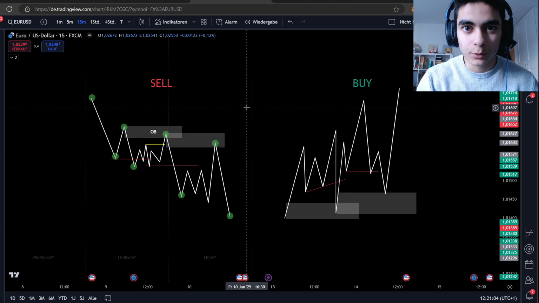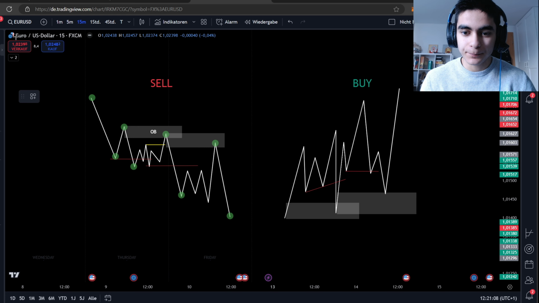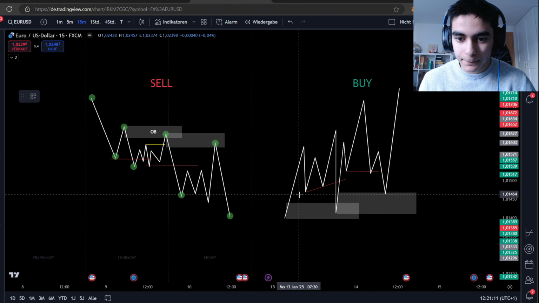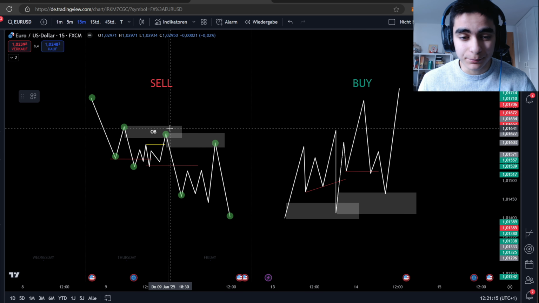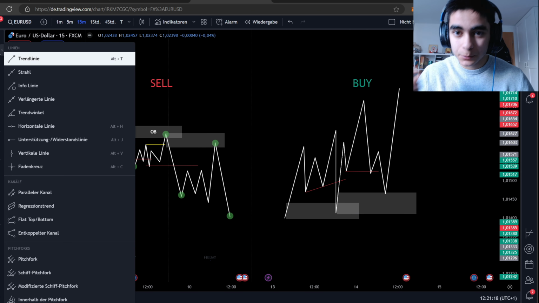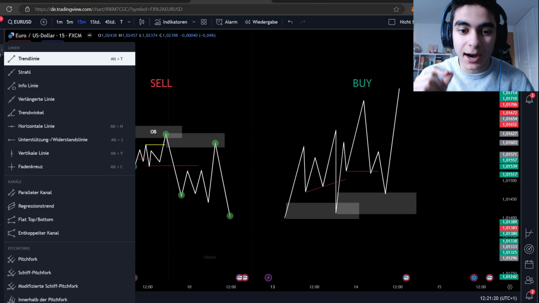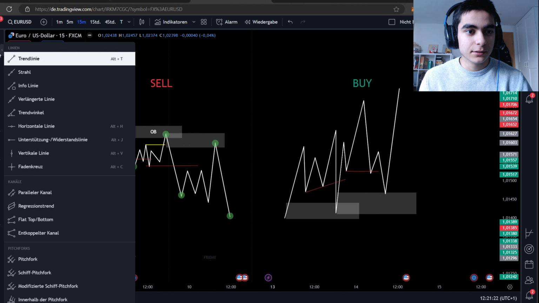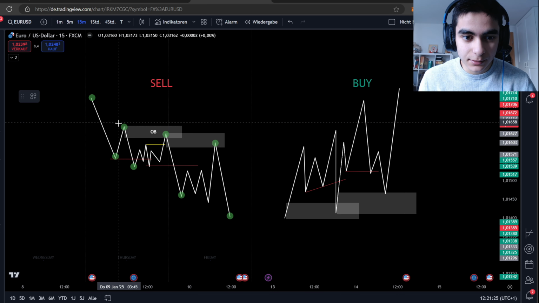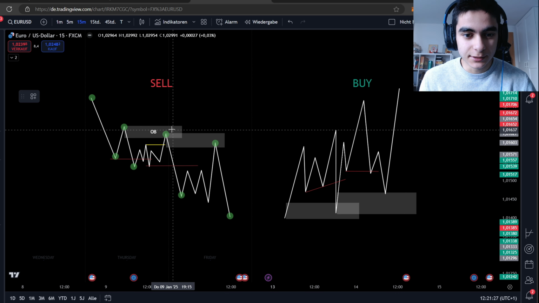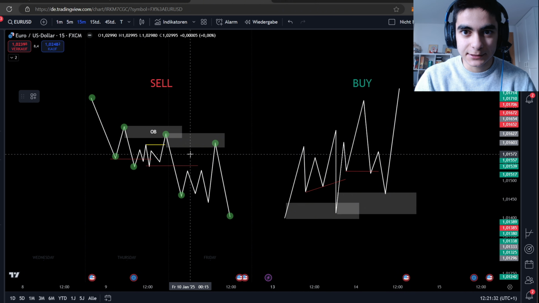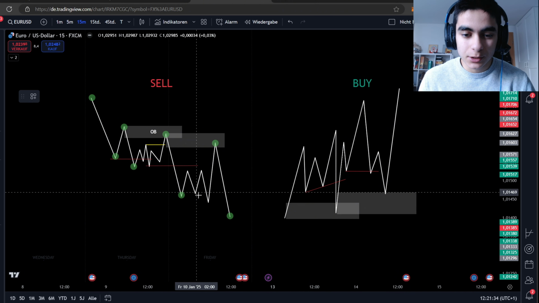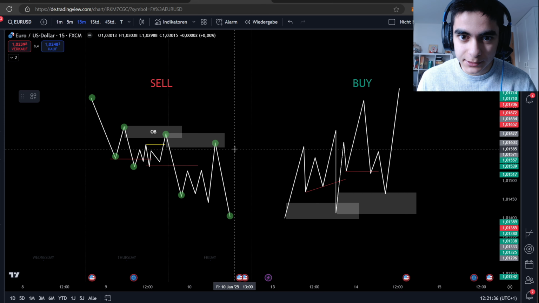You need to understand where liquidity lies in the market. For example, it could be a trend line, it could be a double top or double bottom, does not matter. And liquidity is always at highs and lows. For example, such an order block here or here, that's always where liquidity lies. And price always goes from liquidity to liquidity.